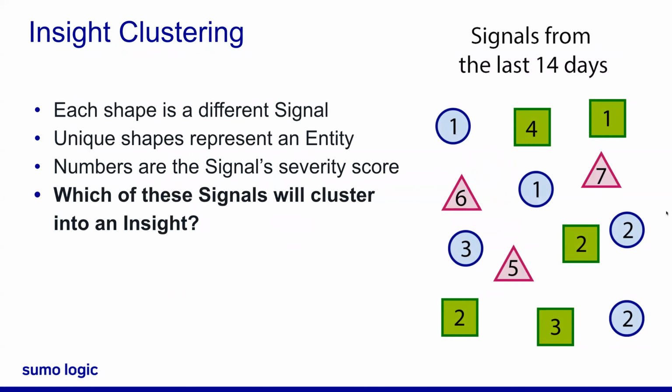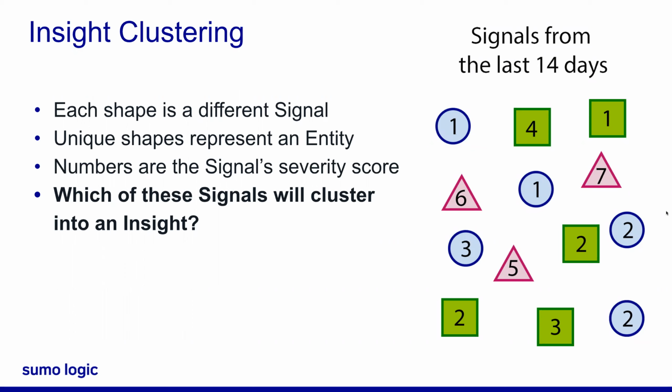So what we have here is, as it says on the left-hand side of the screen, let's say we have 13 signals that are currently in our system from the last 2 weeks. Each shape or color is going to represent a different signal. So what we have here are signals that have an entity of A. Those are going to be our pink triangles. We have our green squares. Those are going to be entity B. And then we have our blue circles. Those are going to be entity C. Based on the rule that fired, each of these signals is going to have a severity score, and that's going to be represented by the number in the shape.